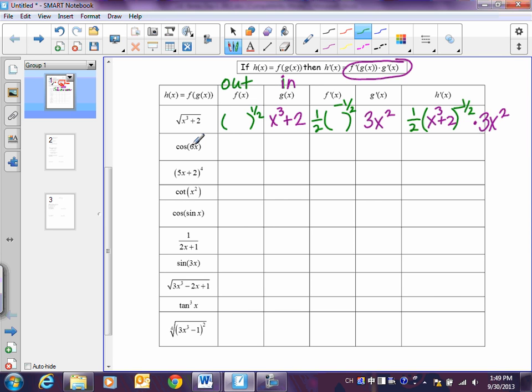What would you say is the outside function of cosine of 6x? Cosine. So I'm going to say cosine of something. Okay, because in this case it's 6x. Normally it would be of x. We're just going to leave that part blank. Then the inside part would be the 6x. Now, you should be really good at filling in the next two blanks because we're just taking the derivatives of the two pieces. So derivative of cosine would be negative sine. Derivative of 6x, that would be 6.